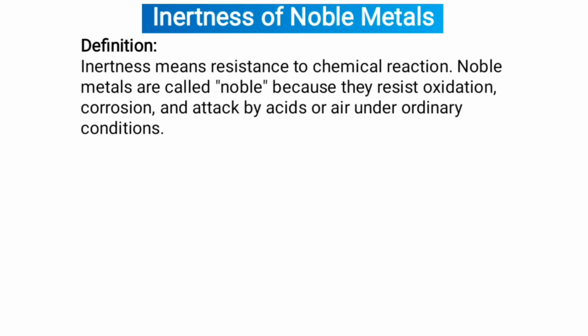Now, the inertness of noble metals: definition. Inertness means resistance to chemical reaction. Noble metals are called noble because they resist oxidation, corrosion, and attack by acid or air under ordinary conditions.